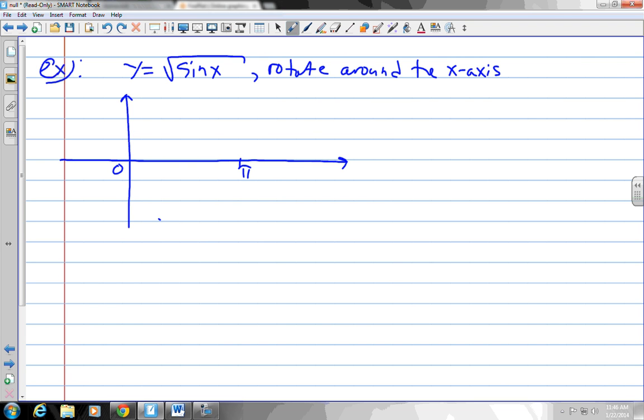I mean, not 100%. All I know is it's going to be pretty symmetric, staying above the x-axis, right? Because if this is the sine, this is just the sine from 0 to pi. So the square root will definitely share this point and that point, right? But then how is it going to look?